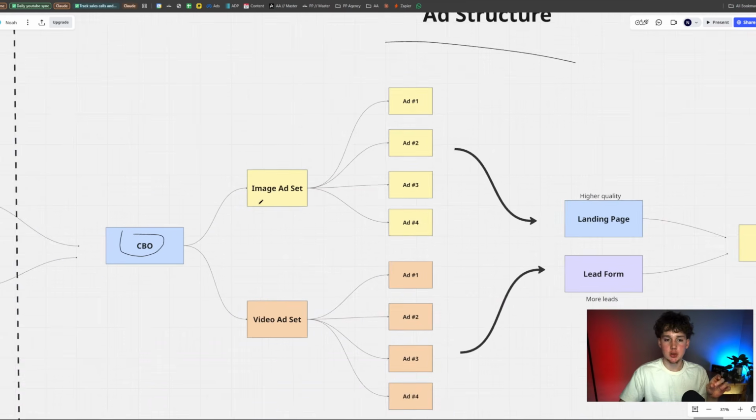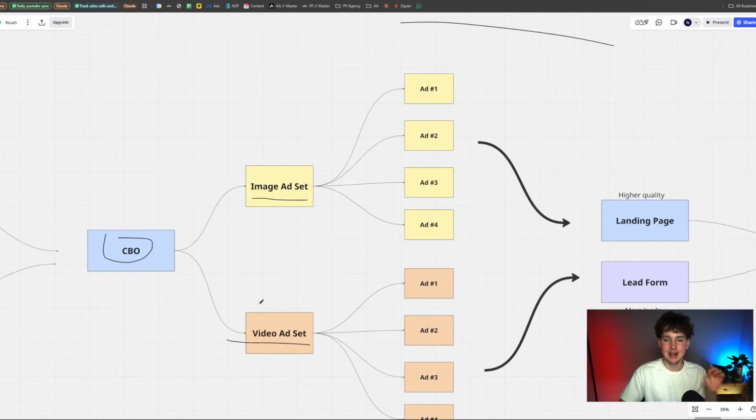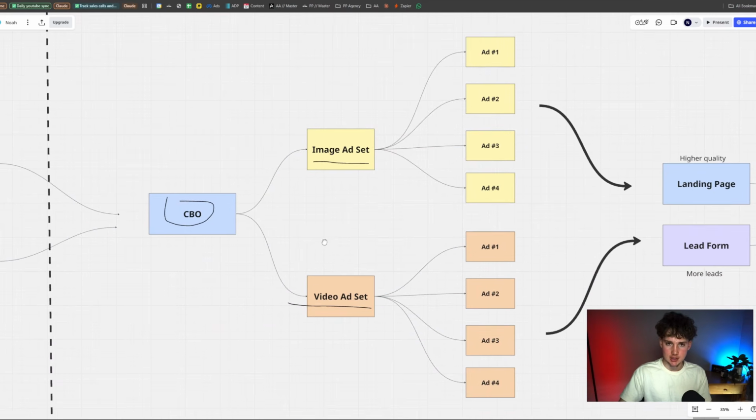Now, what you want to do is segment images and video ads, ideally, which is why we have two separate ad sets. You're going to find that if you chuck it all in one campaign and one ad set, the video ads typically get most of the spend, which we don't want to happen. Facebook usually likes to prioritize video ads. So we do need to segment this, but that's pretty much all we need to do.